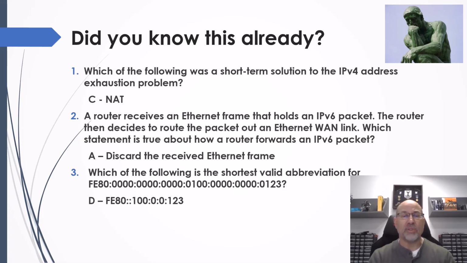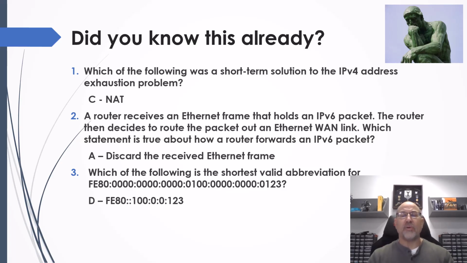Question number 2, a router receives an Ethernet frame that holds an IPv6 packet. The router then decides to route the packet out the Ethernet WAN link. Which statement is true about how a router forwards an IPv6 packet? Well, we know that any router that gets an IPv4 packet destroys the Ethernet frame and then builds another one on the other side. The same thing happens here. So the answer was A.